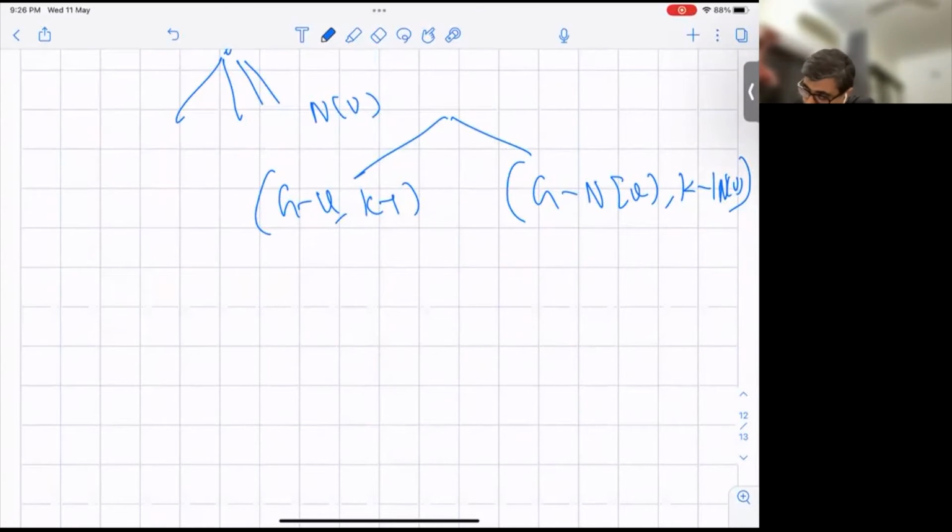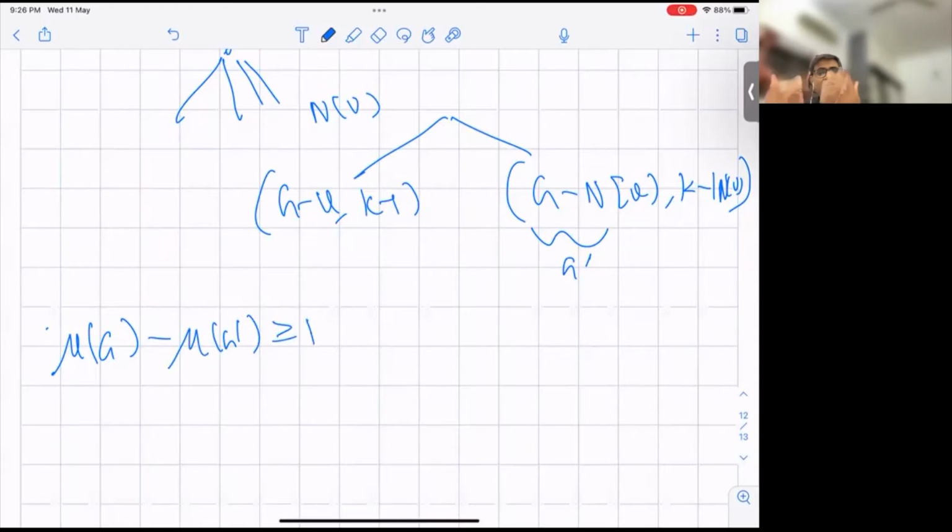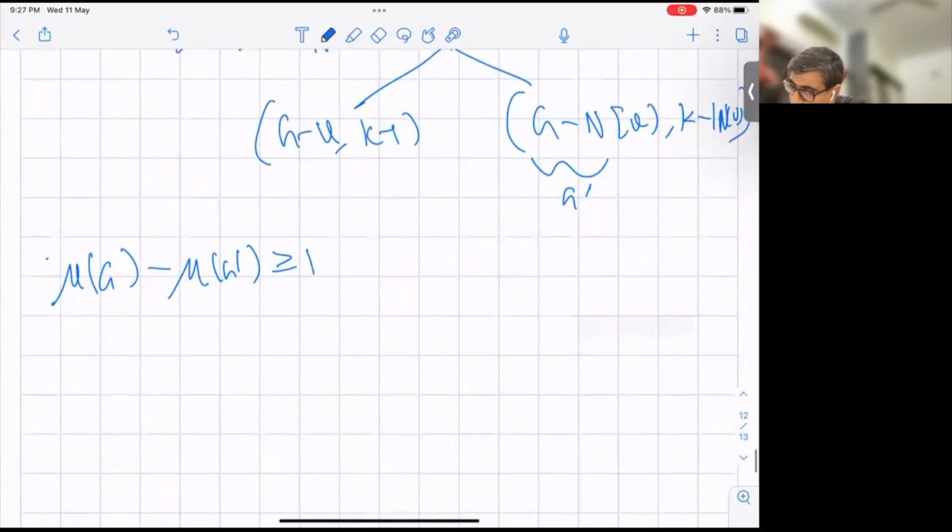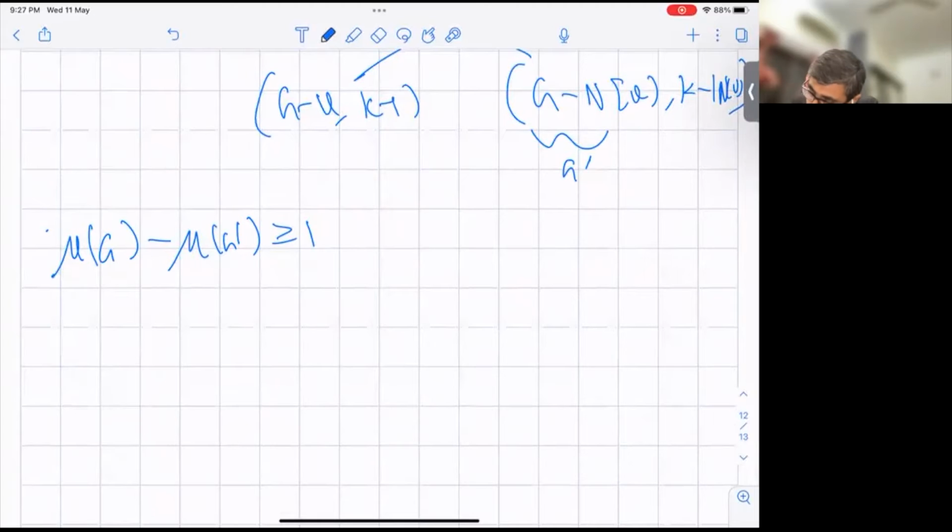So now what happens is, suppose this is my graph G prime, I need to show that mu of G prime is at least 1. So if the measure has dropped at least by 1 in this case, and then we will analyze the left-hand side and say the measure has dropped at least by half. Okay. So let's try to understand. To understand what mu of G prime is, I first need to understand what LP of G prime is.